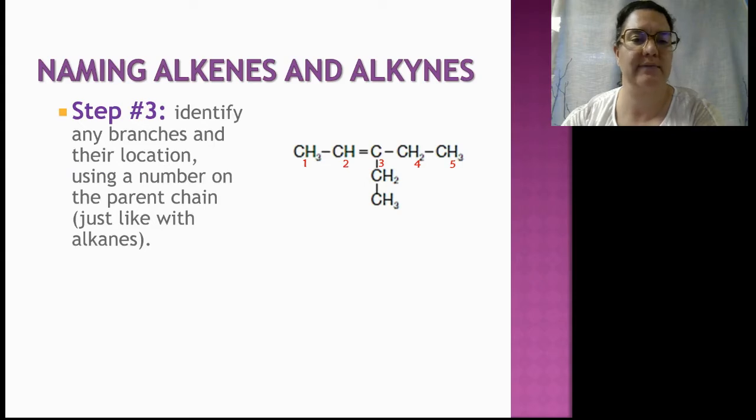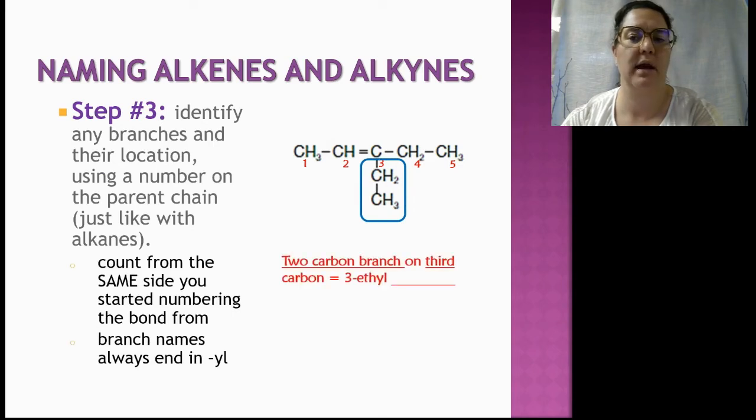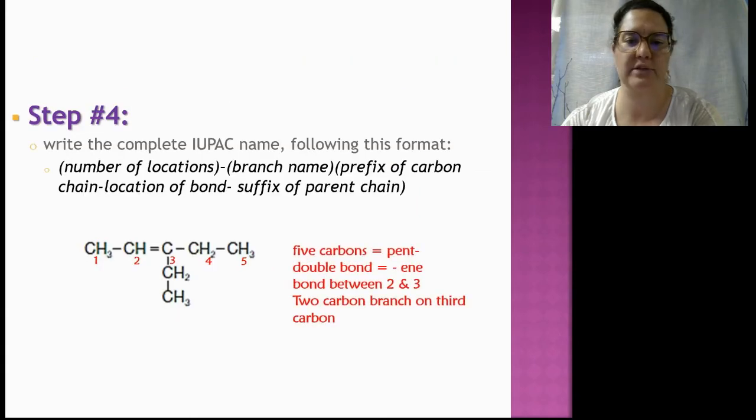So after that, we identify any branches and their location. So this is a 2-carbon branch. So it will be ethyl because there are 2 carbons, and again, that -yl identifies that it's a branch. So then we're going to write the complete IUPAC name: the number of the locations, the branch name, the prefix of the carbon chain, and then the suffix of the parent chain and the location of the bond. So it's pent with a double bond between carbons 2 and 3, so it would be pent-2-ene. And there's a 2-carbon branch on the third carbon. So we have 3-ethylpent-2-ene.